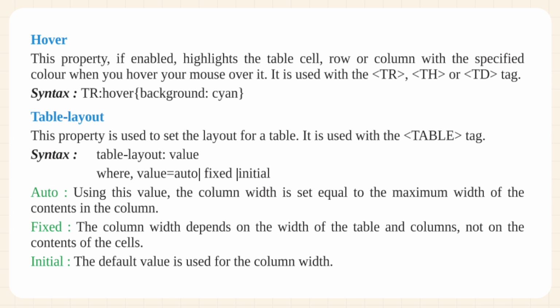Table layout. This property is used to set the layout for a table. It is used with the table tag. Syntax: table-layout: value, where value is auto, fixed or initial. Auto: using this value, the column width is set equal to the maximum width of the content in the column. Fixed: the column width depends on the width of the table and columns, not on the contents of the cells. Initial: the default value is used for the column width.